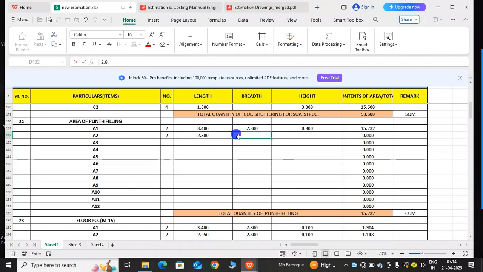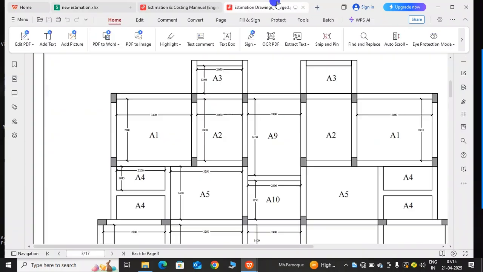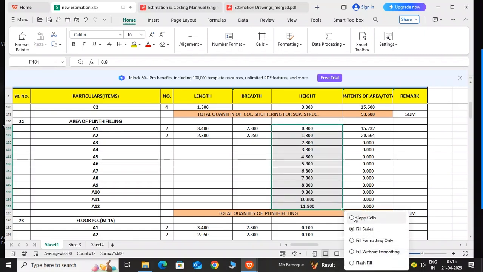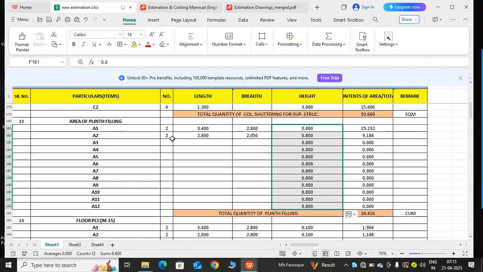2.800 by 2050. Let me see. Is it right? Yes, 2050. Write it: 2.050 and that's all. And the height is the same. So for all of them, the height is the same. Just scroll it down. We need only the values. So on the same basis, you can write all of that. So I'm doing that one by one. Look at this, engineers. It is done. I wrote all of them and this is the total.